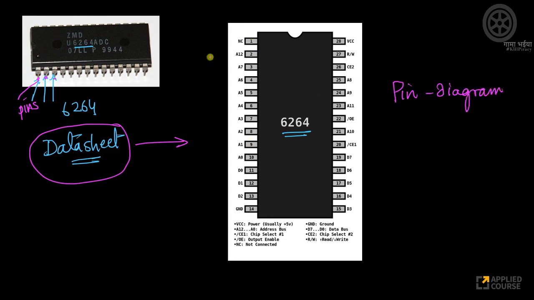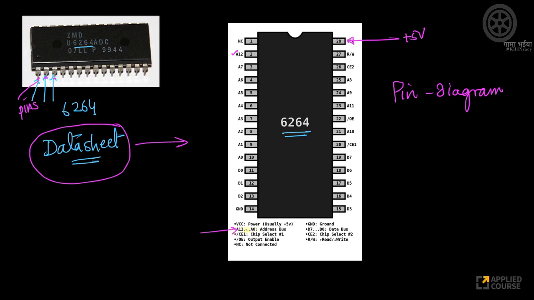Now look at this. In the 6264, you have this A12. See, it says VCC, which means power. So the power to the whole chip is usually plus 5 volts. Look, it's written here. So plus 5 volts of power has to be given so that the whole chip has some electricity to work with. Then look at this address bus.